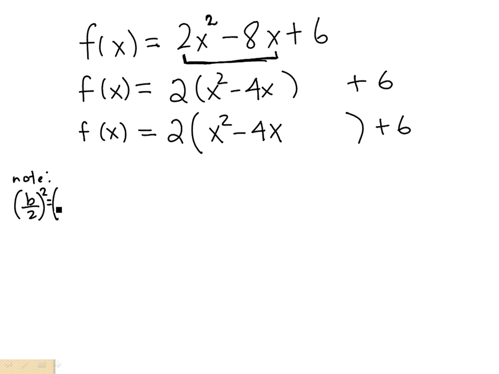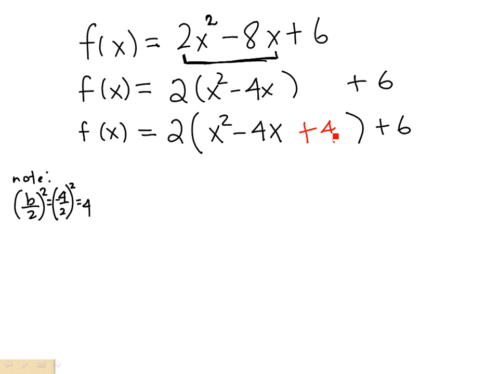In this case, b is negative 4. Divided by 2, you get negative 2, but when you square it, it's going to end up being positive anyway. So we're going to add 4 here.